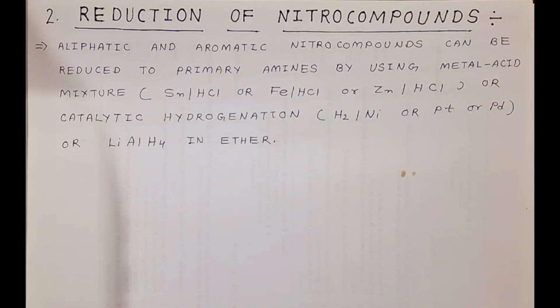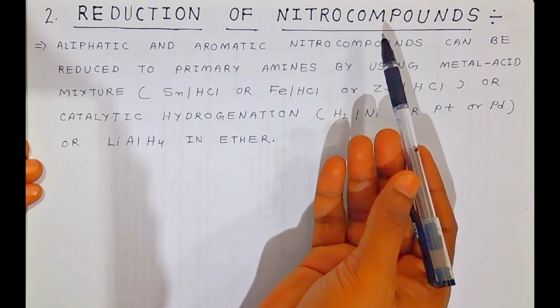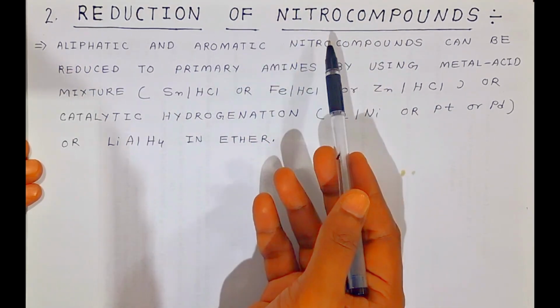In this video students, we are going to see the preparation of amines. In the last video, we saw the first preparation of amines with alkyl halide as a raw material. Now we are going to prepare amines by reduction of nitro compounds. If nitro compounds are given to you, how will you convert them into amines? That is what we are going to see.